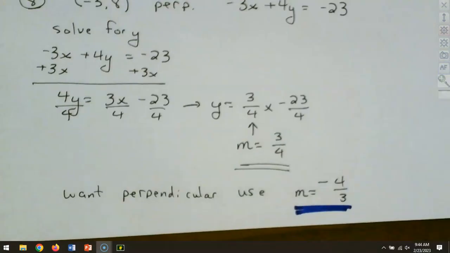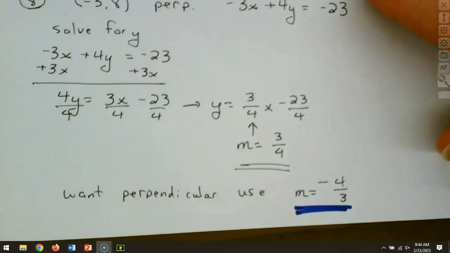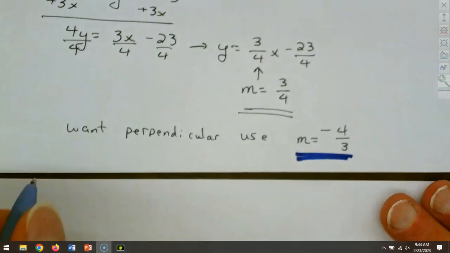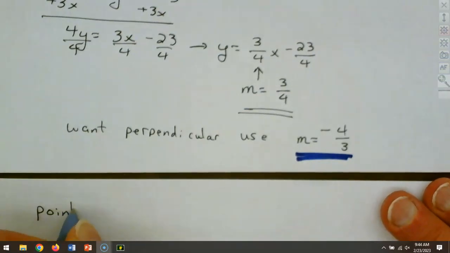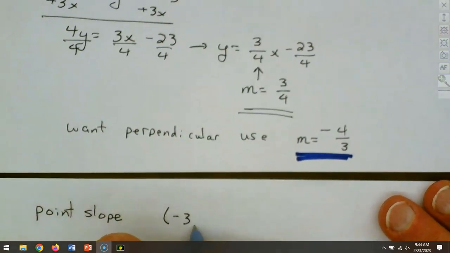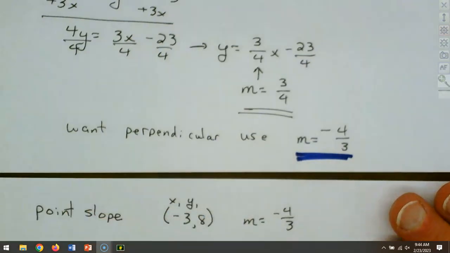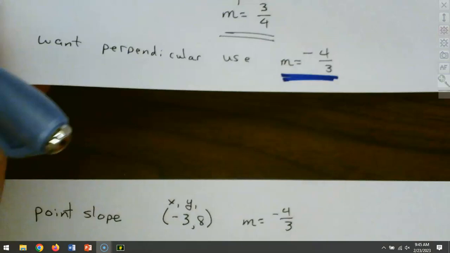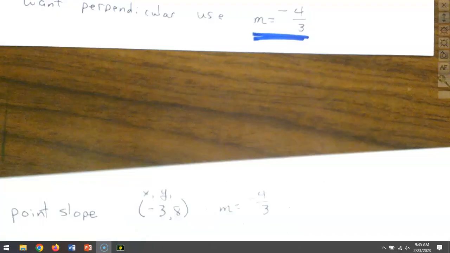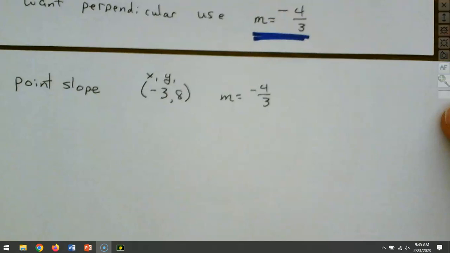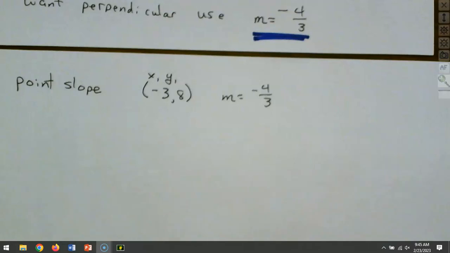So let's go ahead now and apply our point slope formula. And I always like to write the formula out. That way we have it. And for our point slope formula, we're going to be using minus 3, 8 for our point. And our slope is minus 4/3. This is x1 and this is y1. So is everyone okay with how I got to this step? And these, I think, are the most complicated because it is nothing but algebra.